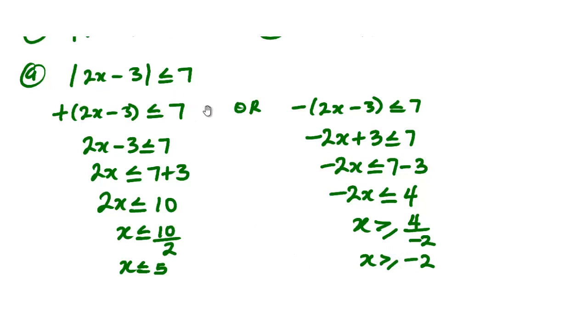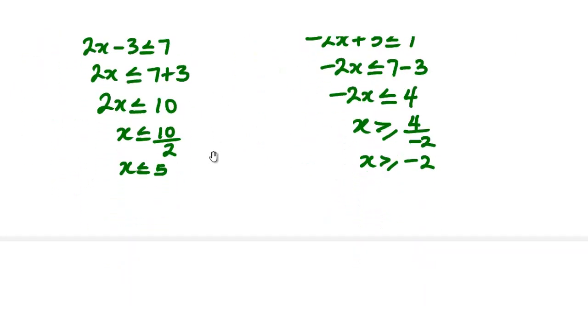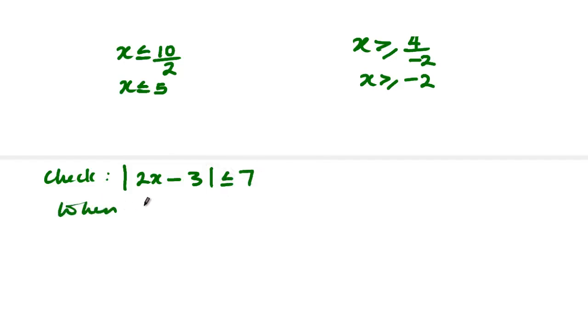Now, let's do some check, because this is an inequality, it's not an equality. We have the absolute value of 2x minus 3 is less than or equal to 7. So we want to check that the absolute value of 2x minus 3 is less than or equal to 7. When x is less than or equal to 5, what this implies is that x can either be less than 5 or equal to 5.